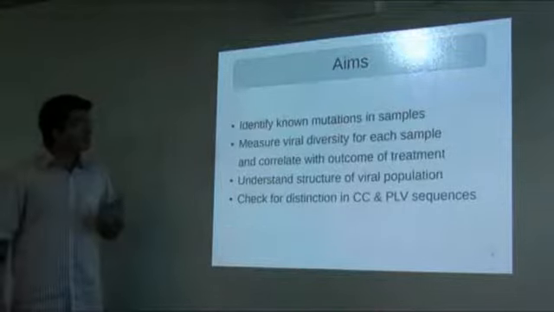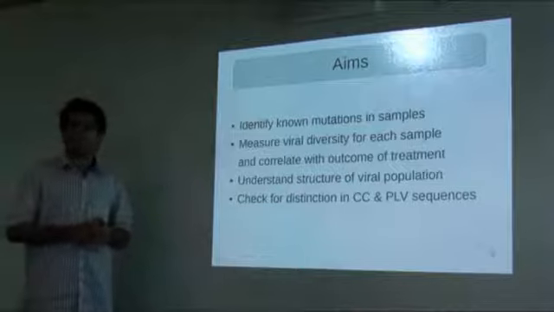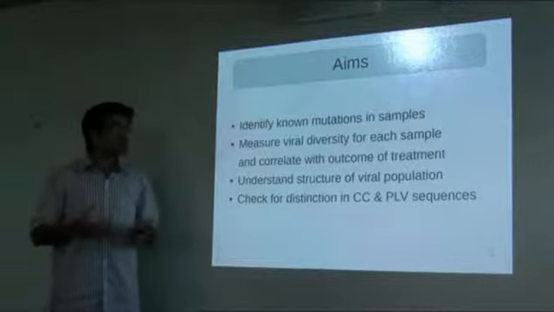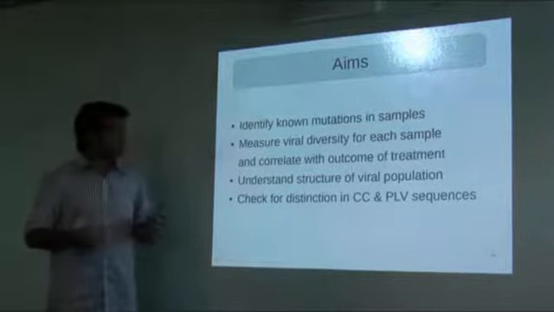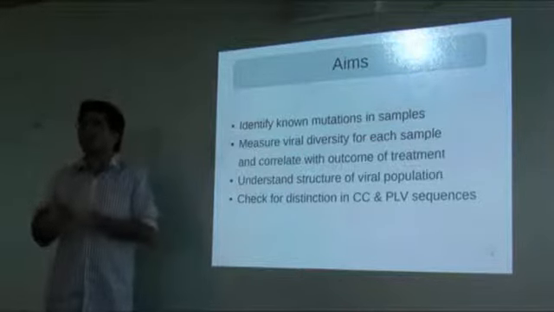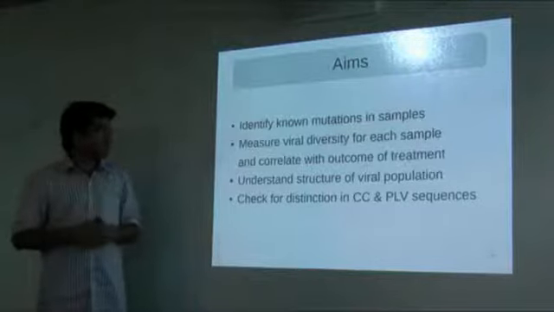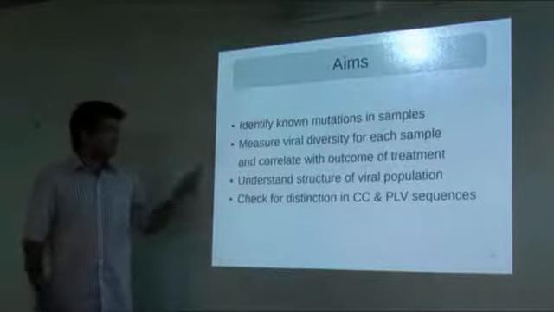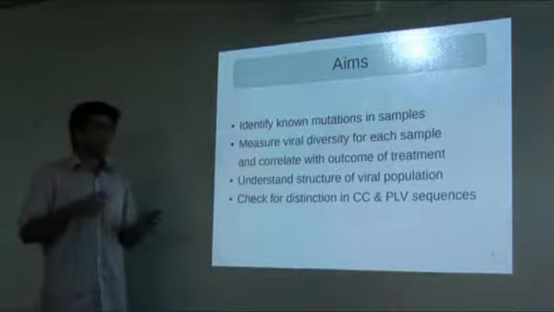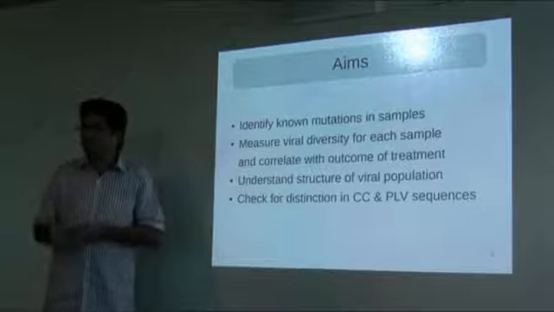Coming on to the aims: first of all, identify the known mutations in samples which cause antiviral resistance. Then measure the viral diversity and see if it is related to the outcome of the treatment, whether they are responders or non-responders. And then try to understand the structure of the viral population to see if there are clusters which cause the antiviral resistance.